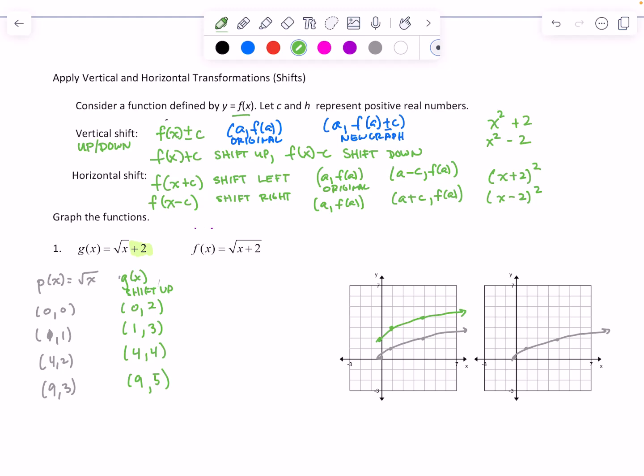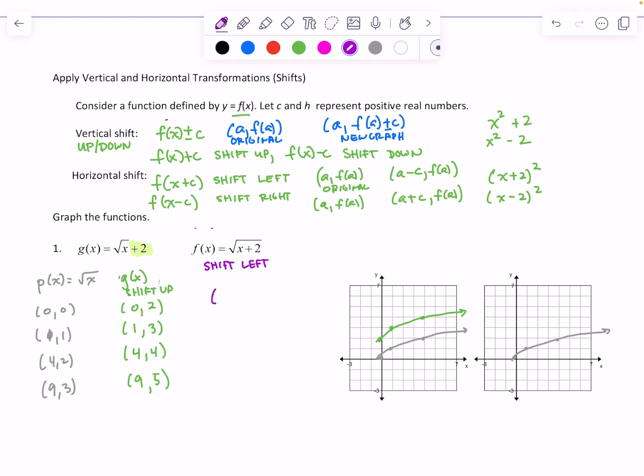Okay, let's compare that to f of x. For f of x, this is a shift to the left. Because if you think about it, our original function, when x was 0, the square root was 0. In this function, in order for it to spit out a value of 0, x would have to be equal to -2. So that's where the left shift is coming from.